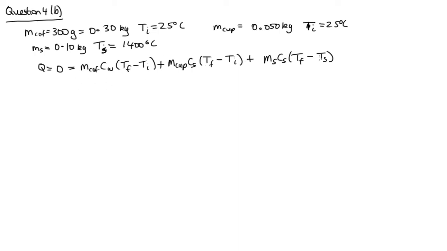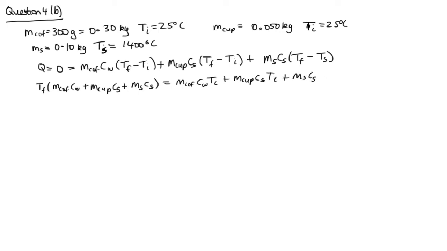And so what we're trying to do is find TF, which is common through all these terms. So we can rearrange this to give TF times the mass of the coffee, specific heat of water, plus the mass of the cup, specific heat of the cup, plus the mass of the sphere times the specific heat of the sphere, is equal to the mass of the coffee times the specific heat of water times the initial temperature, plus the mass of the cup, specific heat of the cup times the initial temperature, plus the mass of the sphere, specific heat of the sphere times the initial temperature of the sphere.